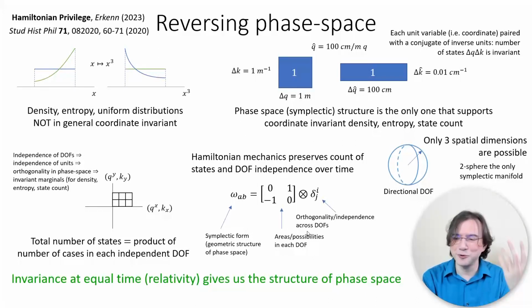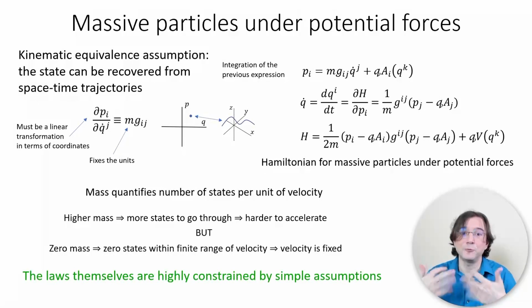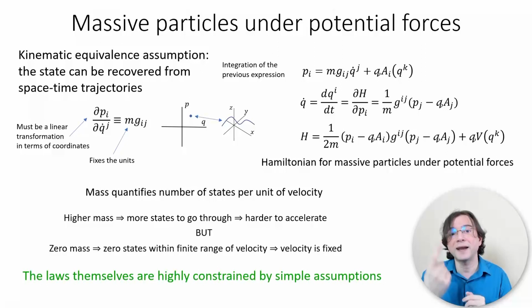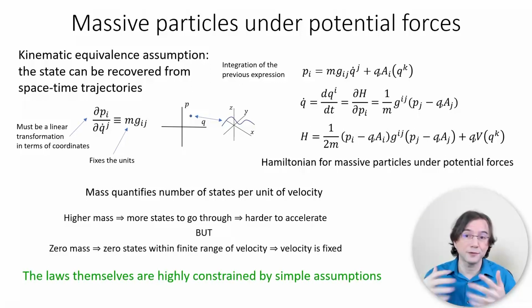As I said, in the book there is a lot more detail, but basically we have a good understanding of what this is. Another thing we are able to rederive is the Hamiltonian for a massive particle under potential forces. This requires one extra assumption after our Hamiltonian assumptions: kinematic equivalence, that the state can be recovered from the space-time trajectory. So if you see a trajectory in space-time, you are able to reconstruct the state. Under this assumption, the relationship between momentum and velocity has to be invertible, and it has to be a function of position alone. It cannot be a function of momentum, otherwise you bump into a problem.